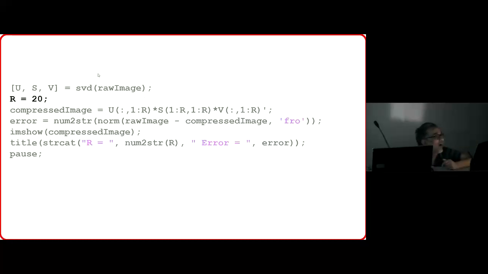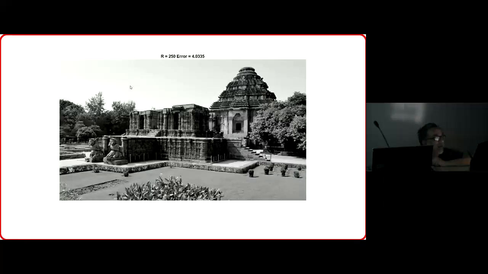Let's say with R equals 250, you still do the math, but you still might save space. But you get something that is visually indistinguishable from the original. Well, 400, I don't know whether you'll get image compression or not, but it's indistinguishable, and this is a minor degradation, I think. So image compression can be achieved, and it can be used for image transmission too.